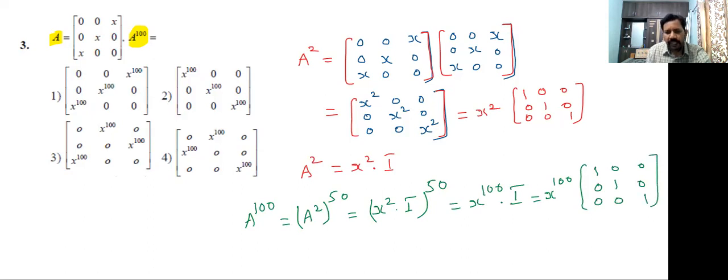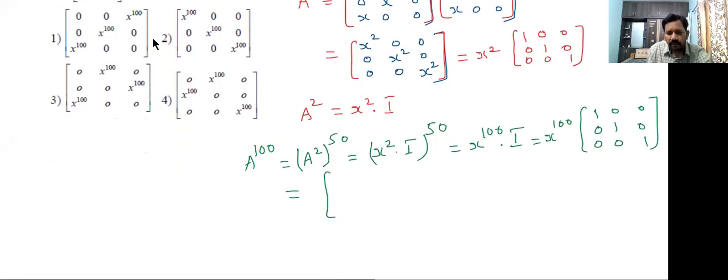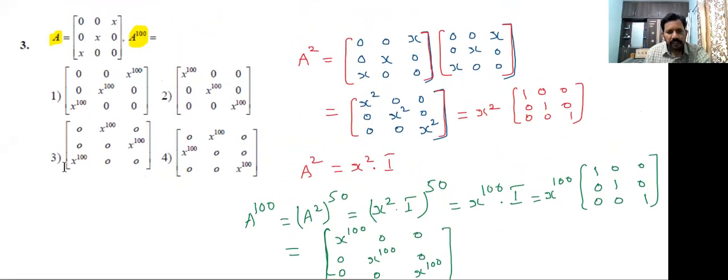Now multiply with x power 100. Finally, we get the answer like this: x power 100 0 0, 0 x power 100 0, 0 0 x power 100. Finally, this is the answer of A power 100. Students, which option is correct? Second option is correct.